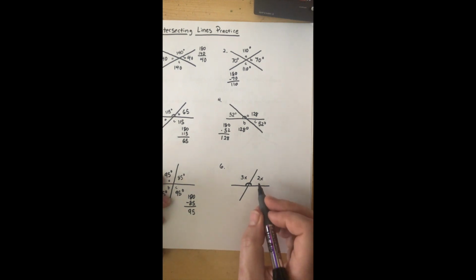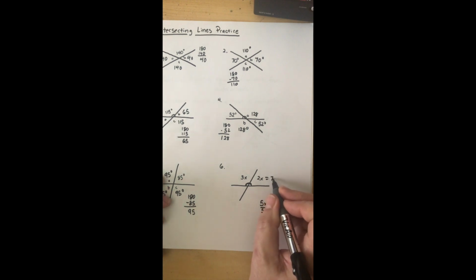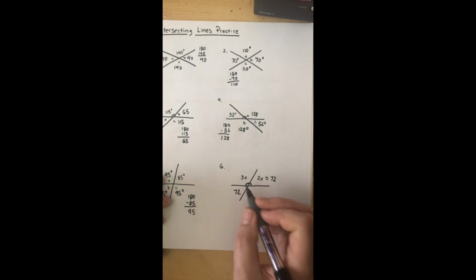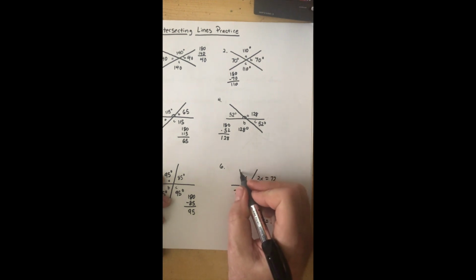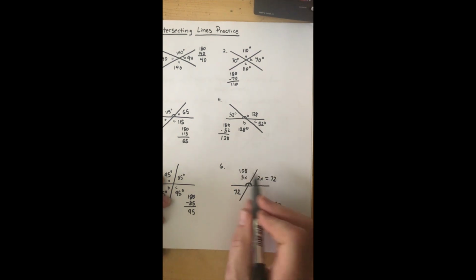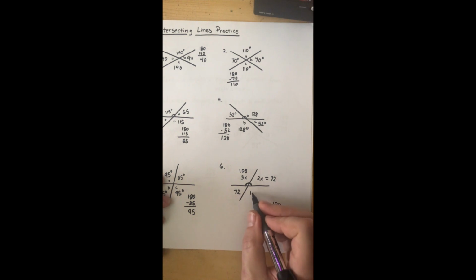Okay, so now this is 2 times 36, which is 72. There's this vertical pair there. 3 times 36 is 90 plus 18. That's 108. Yep, these two add up to 180, so there's my vertical pair there. And that is that.